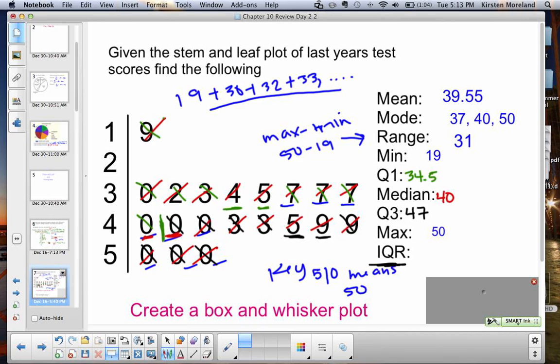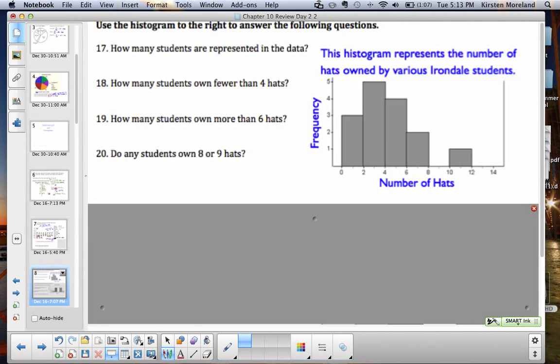And then we have this funny thing called the IQR. The IQR is the interquartile range, which is Q3 minus Q1, which is 47 minus 34.5. Which gives me 12.5 for my IQR. Right? Now we're going to use that to create a box and whisker.